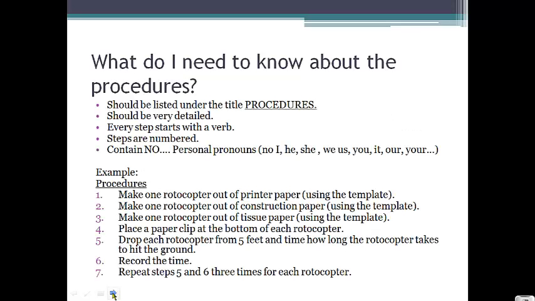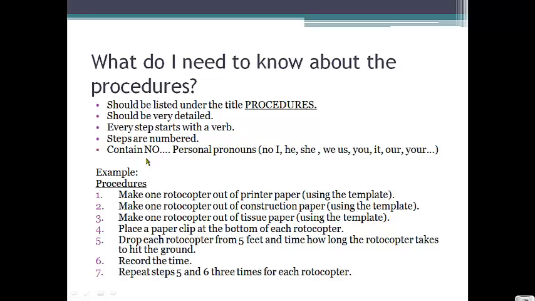Once you're finished with the materials, you're going to basically write out your procedures. Your procedures are a list of steps or instructions for how you're doing the experiment. Your procedures need to be super detailed. They need to be detailed enough that somebody else can pick up your report, your lab report, and actually go do the experiment based on what you've written. Okay? All of your procedures should start with a verb, okay, an action word. The steps need to be numbered.